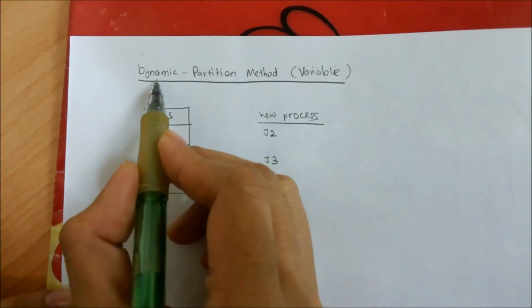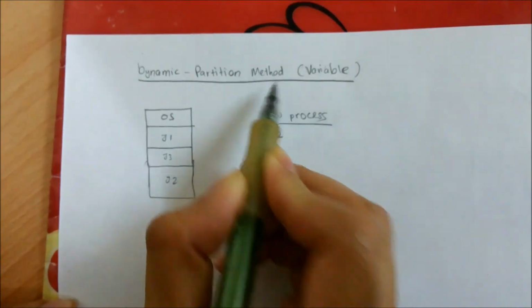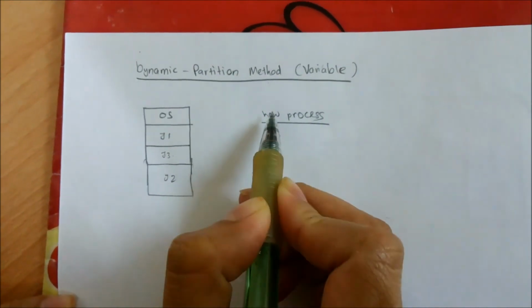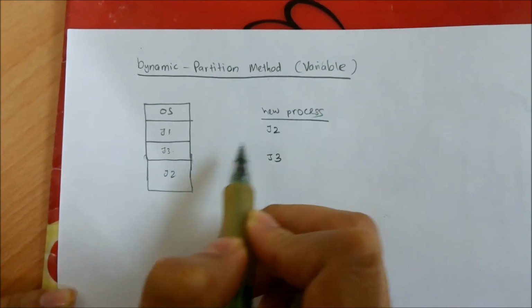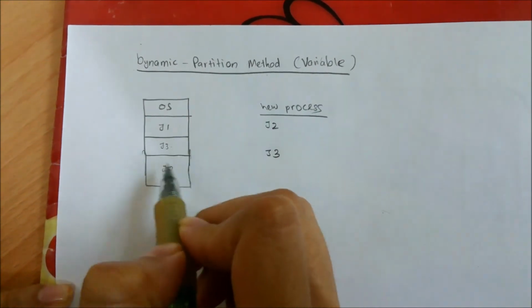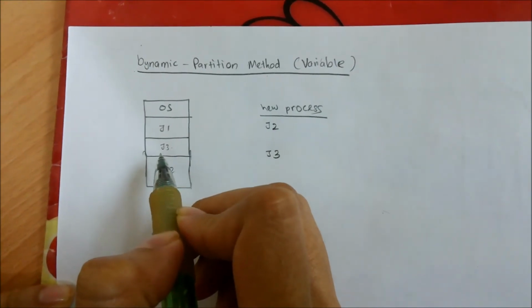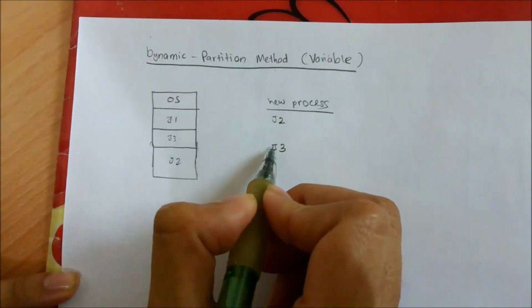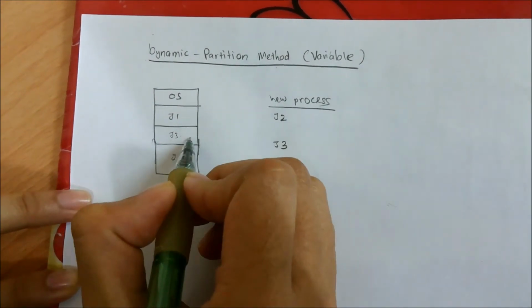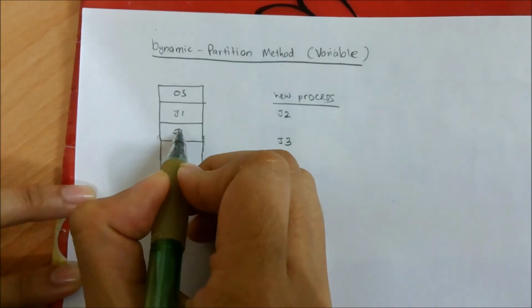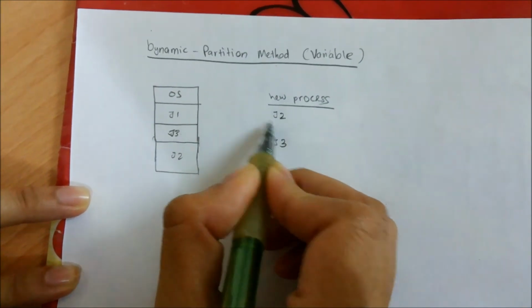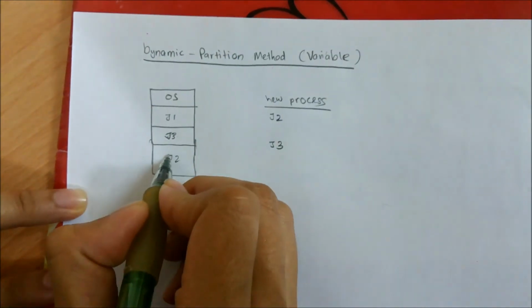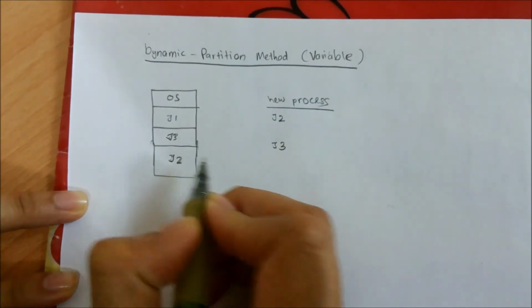In this example of the dynamic partition method, as a new process gets created, the operating system allocates available memory to the process and it is given the exact amount of memory required. For example, job 3 needs a small memory, so it is allocated here. Then job 2 needs a large memory, so it is allocated here.